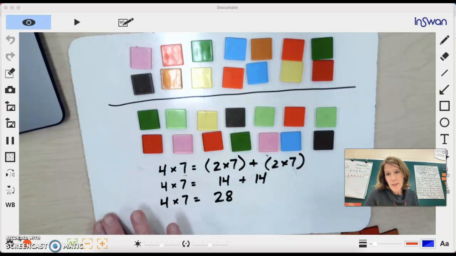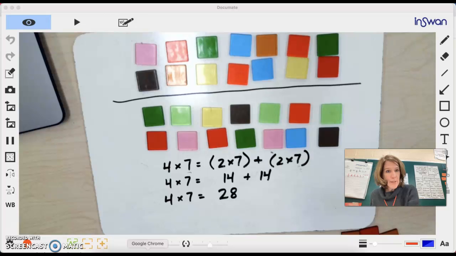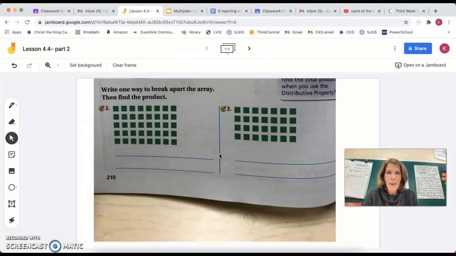Okay. So now we're going to work in our math book. You're going to be drawing the line. But what I want to show you, actually, could you turn to page 210? You worked at the top of page 210 yesterday. So let's look at the bottom of 210 today. Okay? It says, write one way to break apart the array and then find the product.